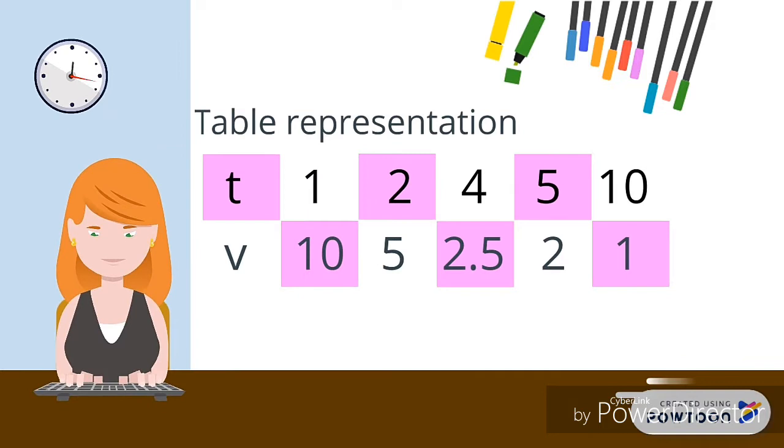Here is the table representation. If t is equal to 1, your v is equal to 10. If t is equal to 2, your v is equal to 5. If your t is equal to 4, your v is equal to 2.5. If your t is equal to 5, your v is equal to 2. And if your t is equal to 10, your v is equal to 1.